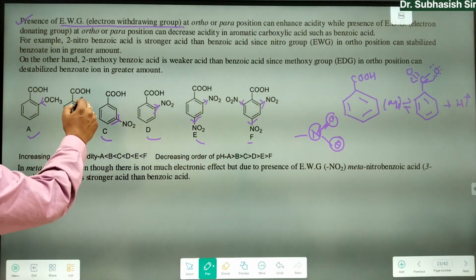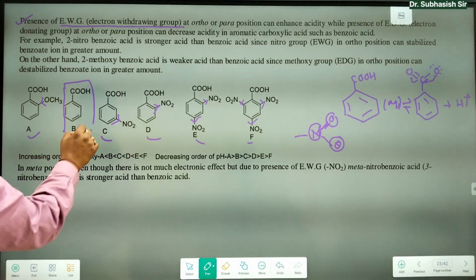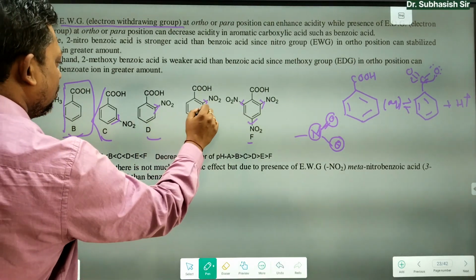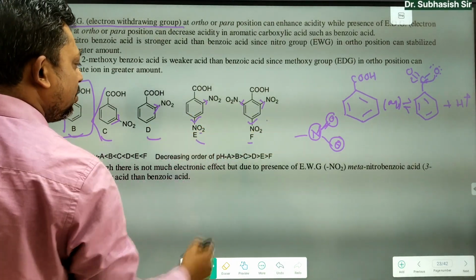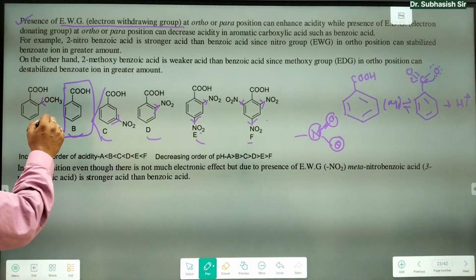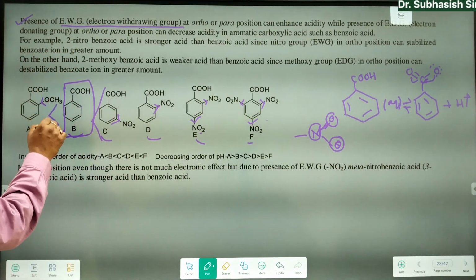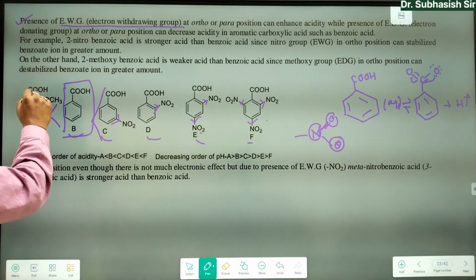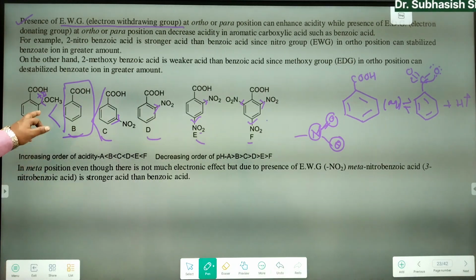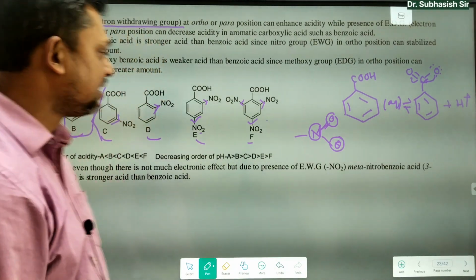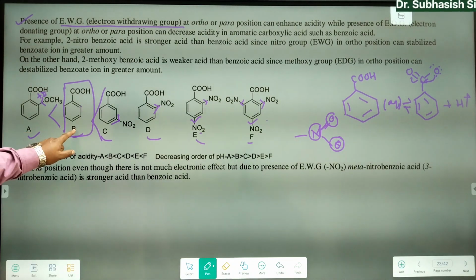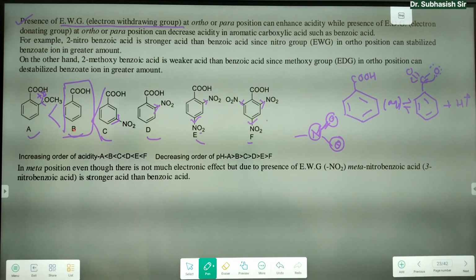So here you can clearly see that this is benzoic acid B, which will be weaker than 2-nitrobenzoic acid, 2,4-dinitrobenzoic acid and 2,4,6-trinitrobenzoic acid. But this benzoic acid will be a stronger acid than 2-methoxybenzoic acid, where plus I effect producing group is there. So plus I effect producing group decreases acidity, due to which A will be least acidic than B. Okay. Now important question is what?